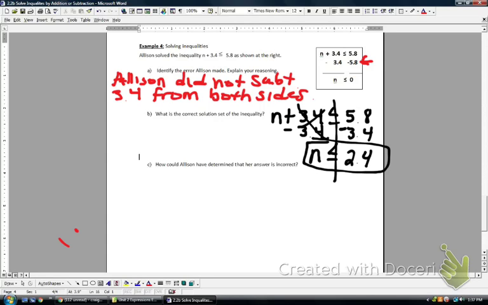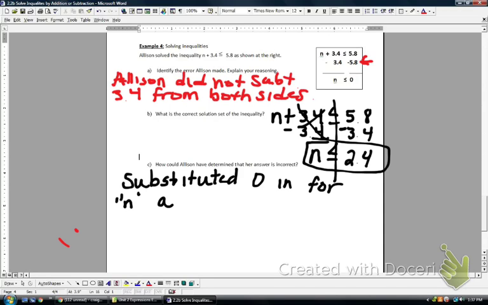So I've done part B. How could Allison have determined that her answer is incorrect? One thing she could have done is substituted 0 in for n, and saw that 0 is not a solution.